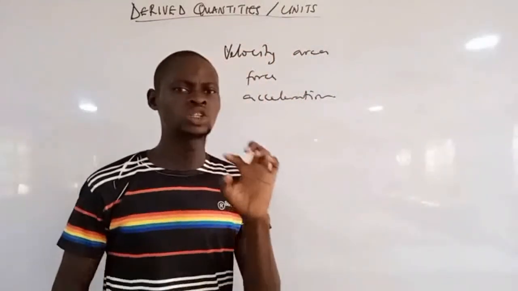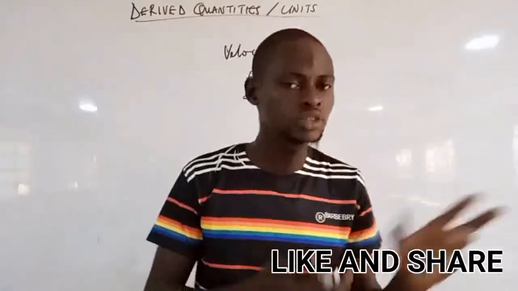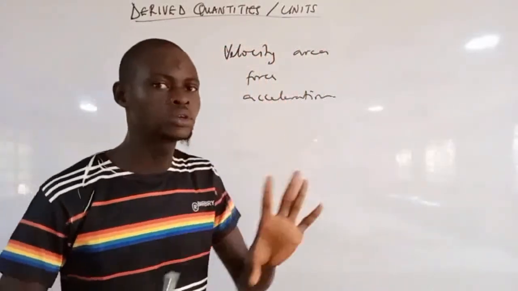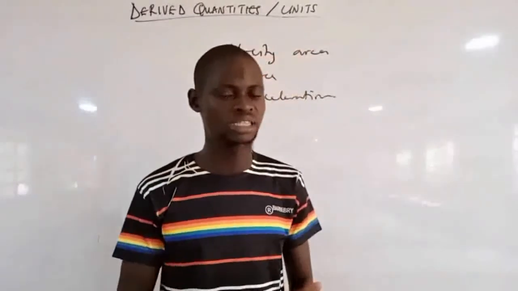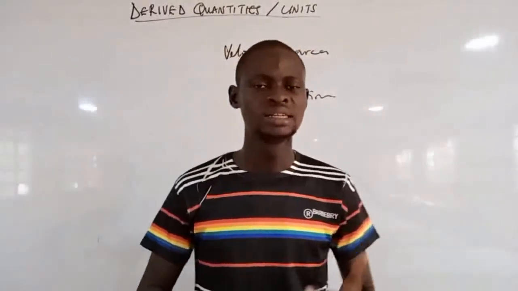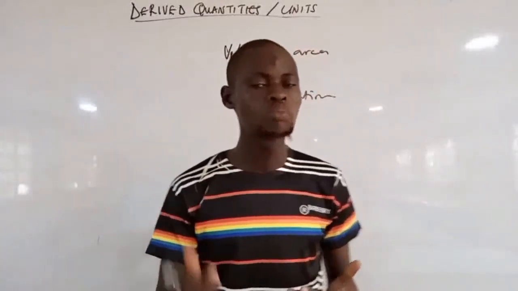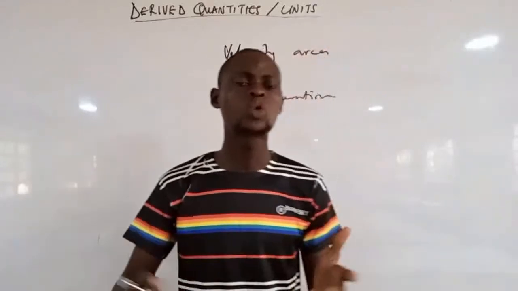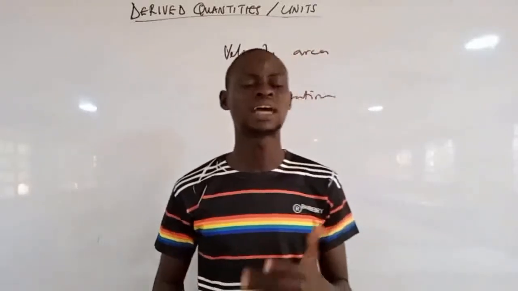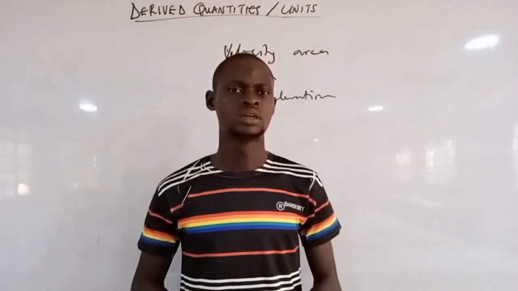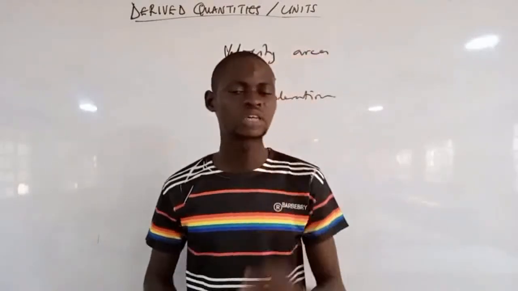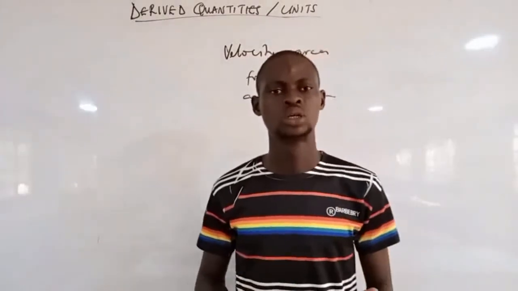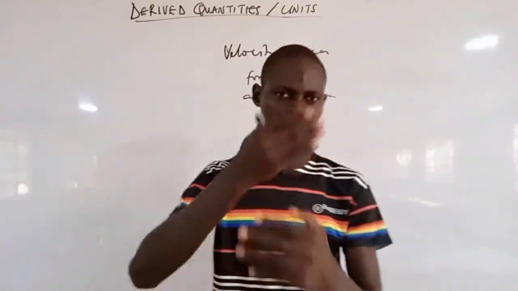Now, your knowledge is still going to be tested on the units of these derived quantities. Don't forget I said derived quantities are quantities that are formed from the combination of 2 or more fundamental quantities. Likewise, the units that are used to measure derived quantities are also formed from the combination of 2 or more fundamental units. Now, note, we have 2 units that can be given to derived quantities. We have the normal units and we have the derived units.